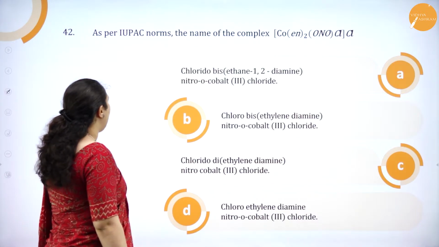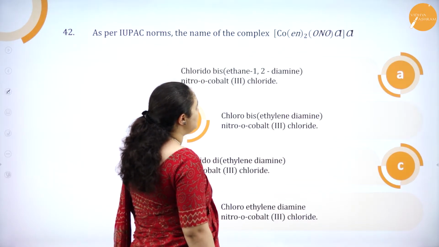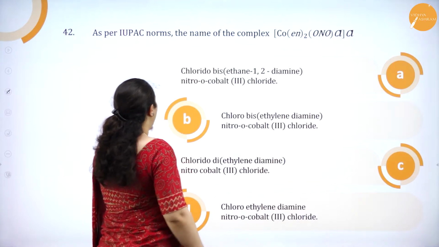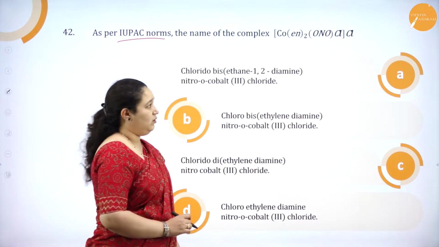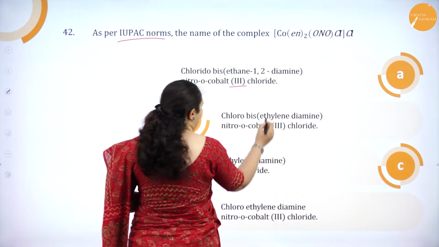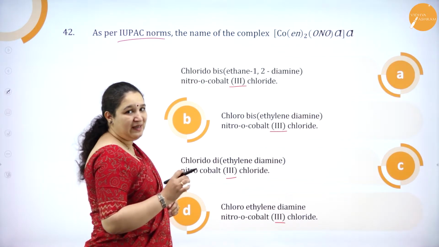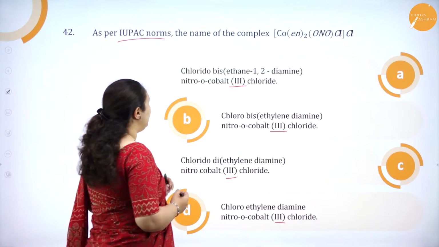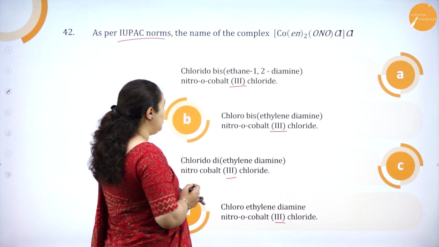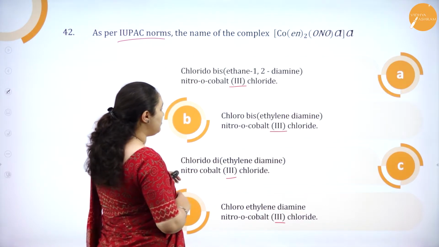42nd one. As per IUPAC norms, name the complex [Co(en)2(ONO)Cl]Cl. What is the name according to IUPAC norms, we have to tick. You don't have to calculate the oxidation number if you look into the options, because everywhere we have 3 itself. But we have to see the ligands and the order of ligands. Chlorido we have first. In all of them they have given chloro and chlorido. According to IUPAC, what is the name? Chlorido. So it should be option A or option C.